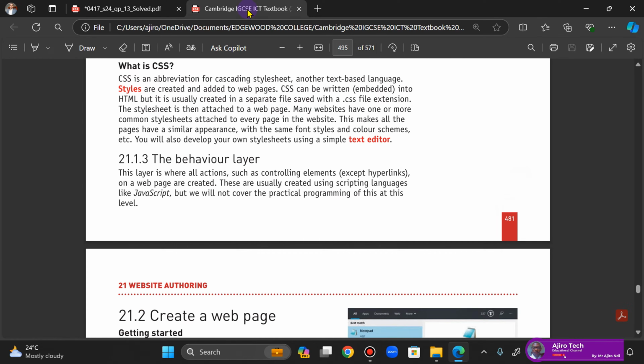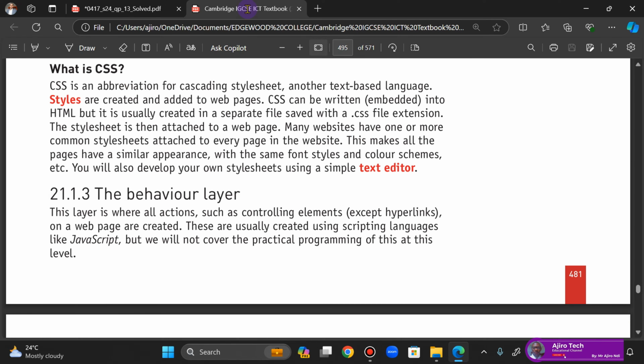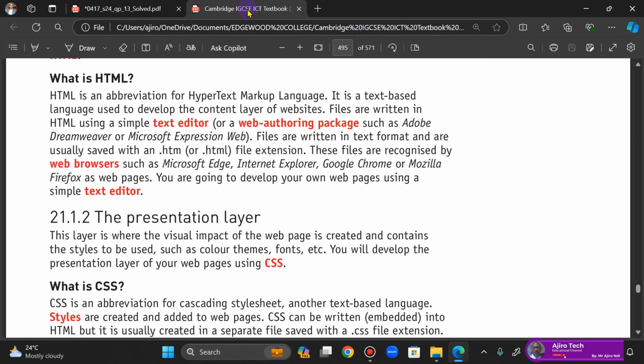And then we have the behavior layer, which is where all actions such as controlling elements, except the hyperlinks, are created. So we can see that they create using scripting language like JavaScript. Okay. For presentation, we also see them.